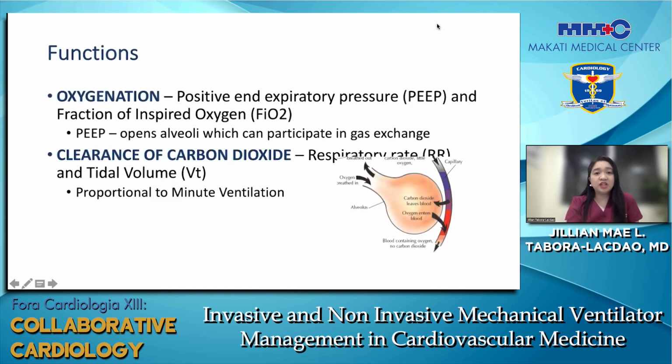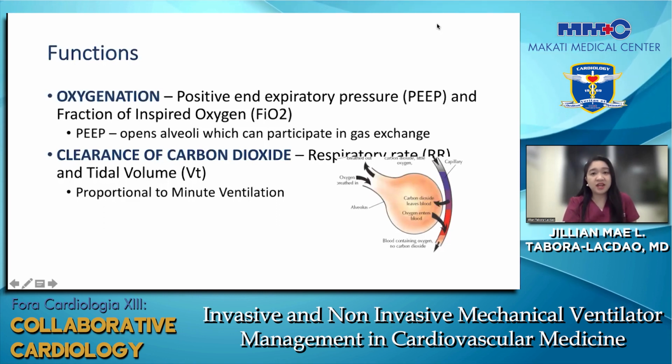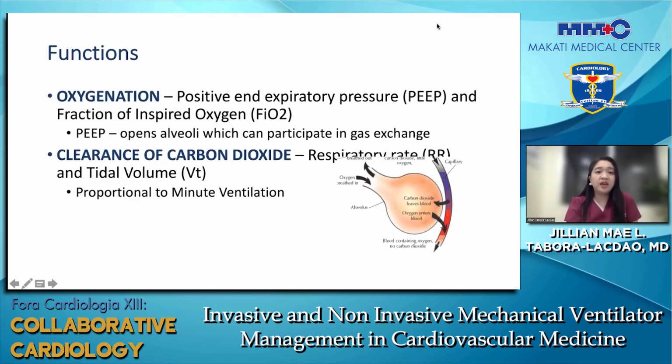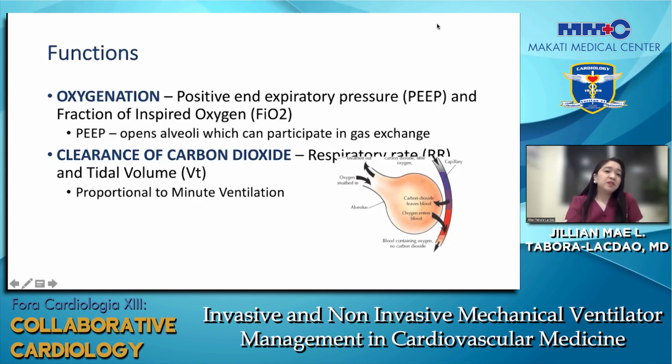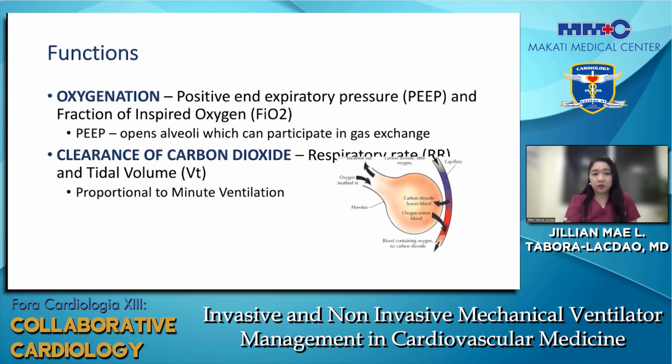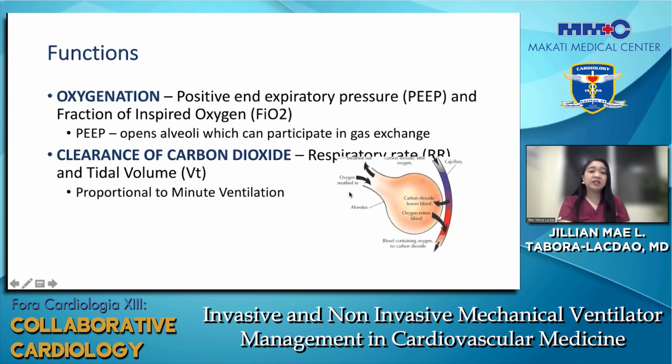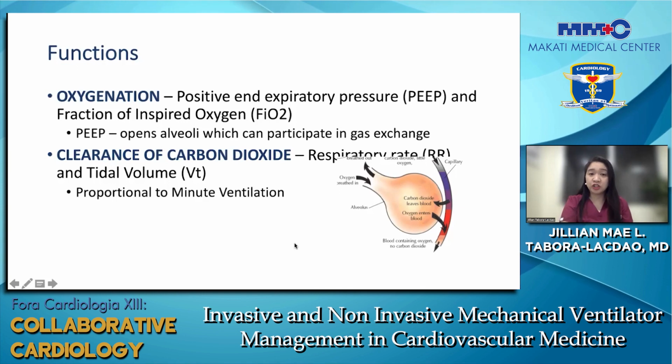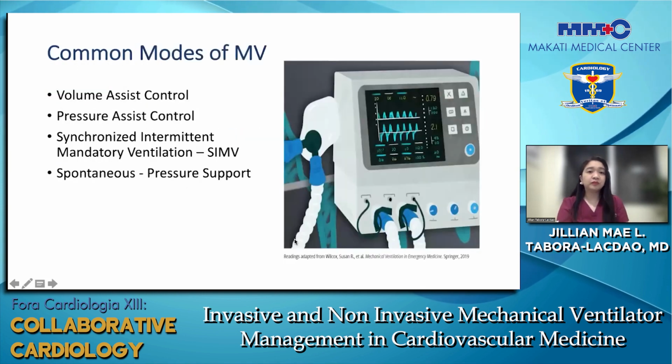For the oxygenation, you have two variables, the positive end expiratory pressure, which is PEEP, and fraction of inspired oxygen, the FiO2. The PEEP is responsible for opening the alveoli, which can participate in the gas exchange. While in clearance of carbon dioxide, the two variables important are the respiratory rate and the tidal volume, which is proportional to the minute ventilation.